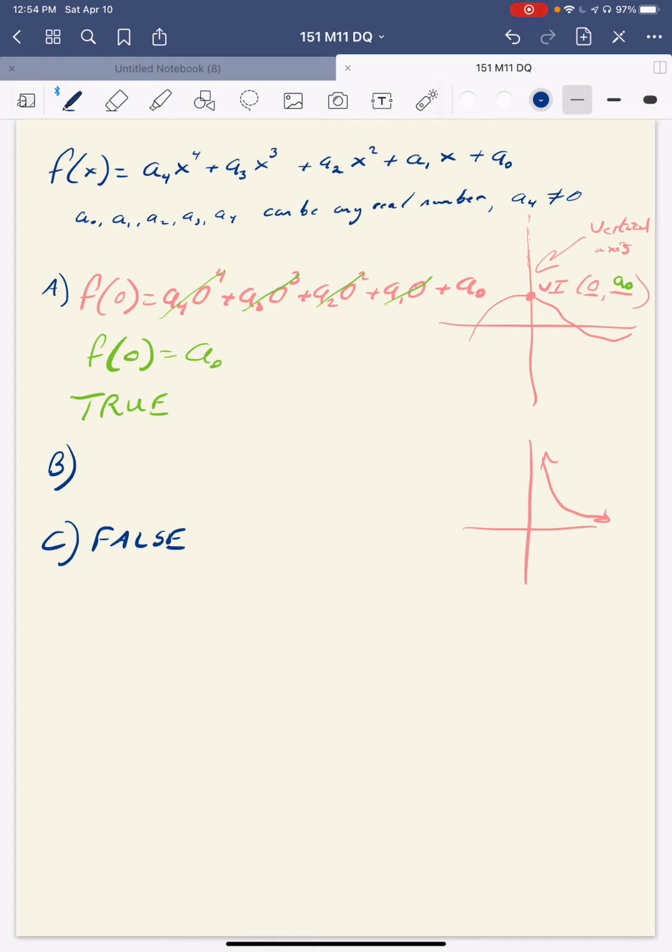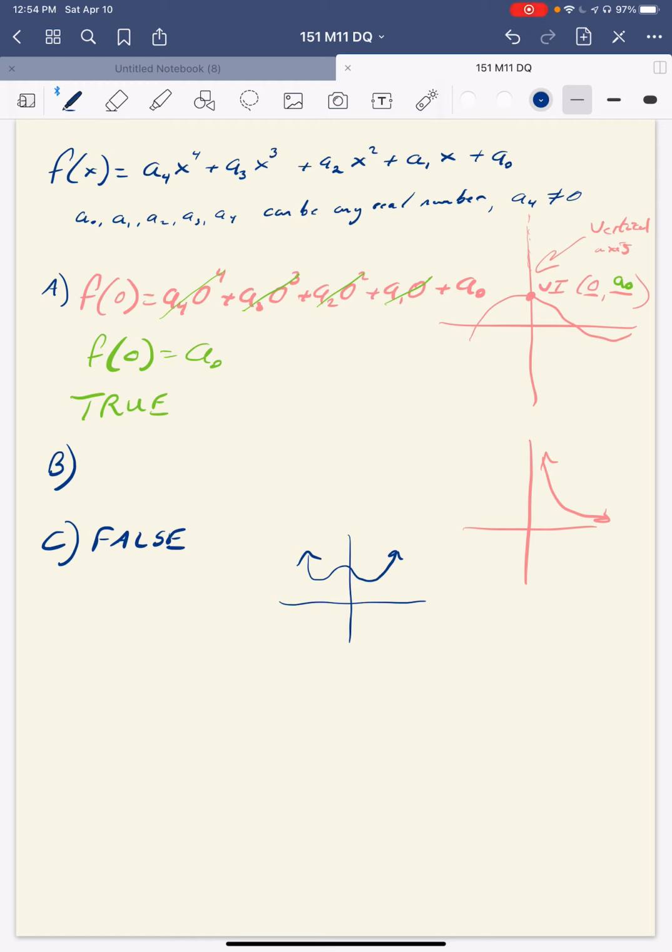And because both ends are going in the same direction, let's say both ends are going to positive infinity, and the whole graph is shifted up above that horizontal axis, there's never any need for the graph to go down below the horizontal axis. And so you can say it's false because you could have a situation that looks like this. Okay. But what about B?